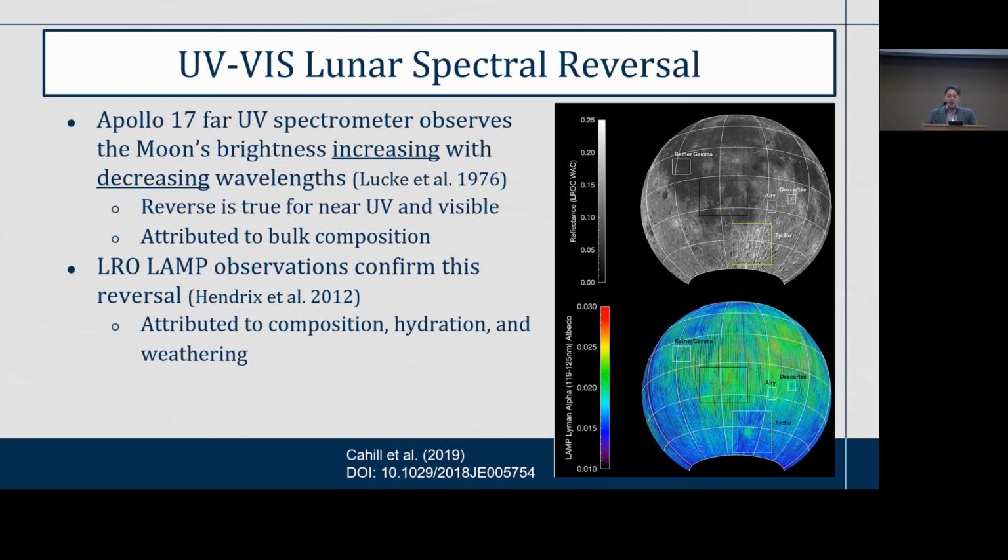However, as we got more instruments and more observations of the moon, such as LAMP, or the Lyman Alpha Mapping Project, which is also a UV spectrometer, it was found that this is not only composition, but also hydration and weathering.